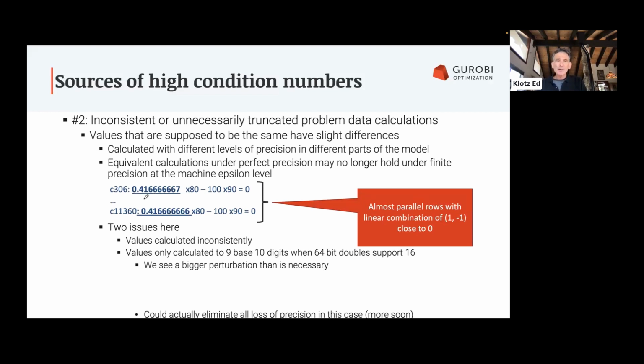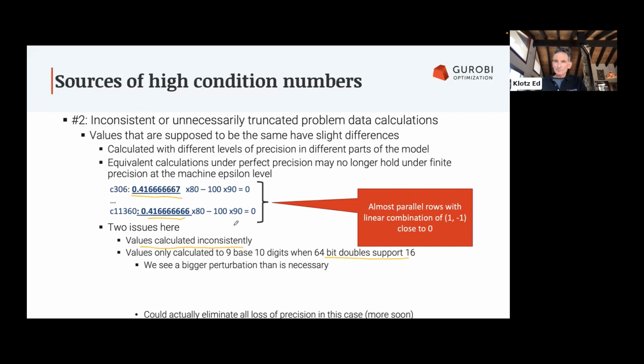So here's a good example that's very simple. It's almost certain that these two underlined highlighted numbers are supposed to be the same. But we have two issues here. First, they're calculated inconsistently, so they disagree out in the 9th decimal place. And secondly, they were only calculated to 9 base 10 digits. 64-bit doubles support 16 digits. So we could have provided more precise information.